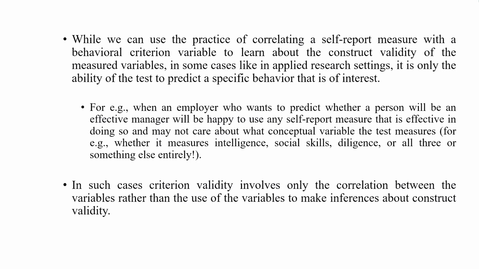They will not really care whether it measures intelligence, social skills, diligence, or something else entirely. As long as the measure is validly and correctly predicting whatever the variable of interest is, a lot of times that kind of validity is preferred. Okay, so in such cases, criterion validity involves only the correlation between the variables rather than the use of variables to make inferences about construct validity. You basically are just interested in how this particular measure predicts future performance, and that is the only item of interest.